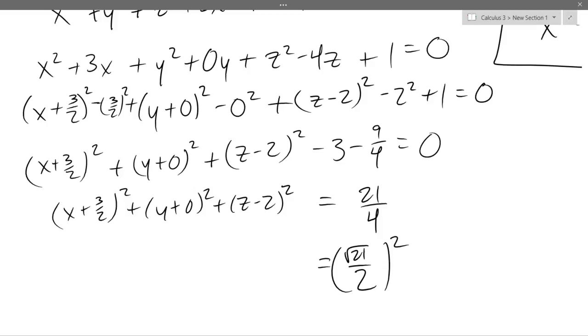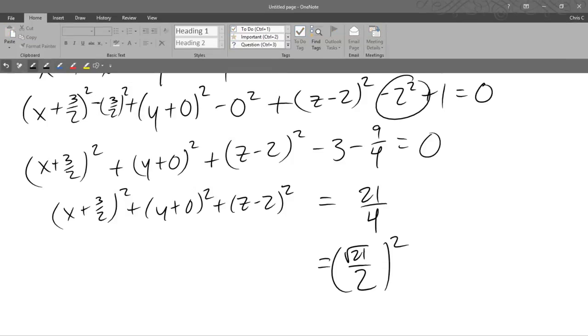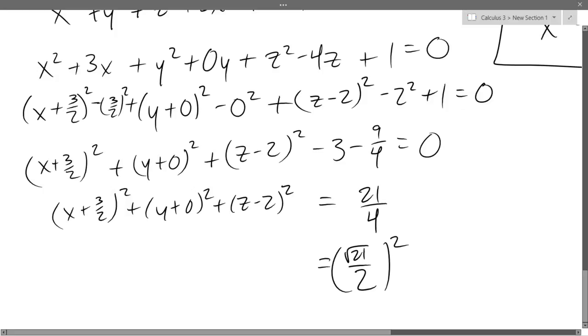Algebra questions. Minus 3 from minus 4 plus 1. I'm just going to combine all those together. We had 0 on the right side, so I just added 3 in, which is 12/4, and 9/4 is positive 21/4. And then I square rooted that to get the radius, so we're not looking at radius squared, we're looking at the regular radius.